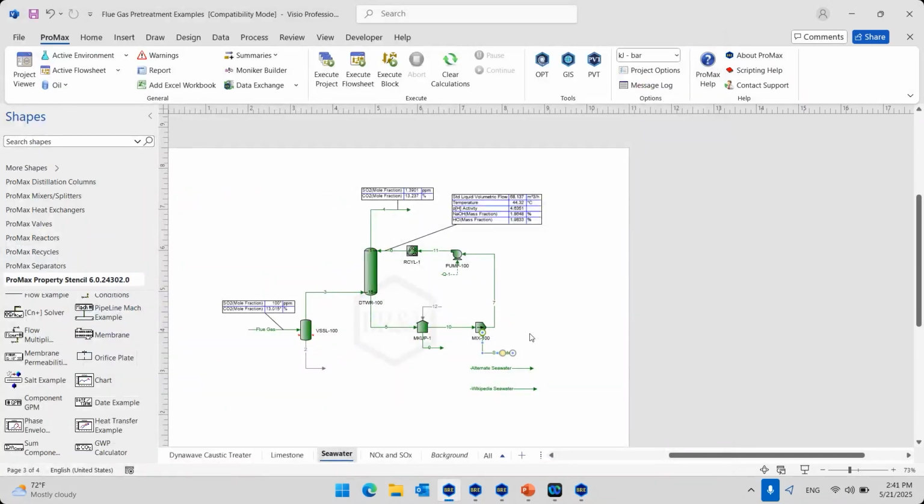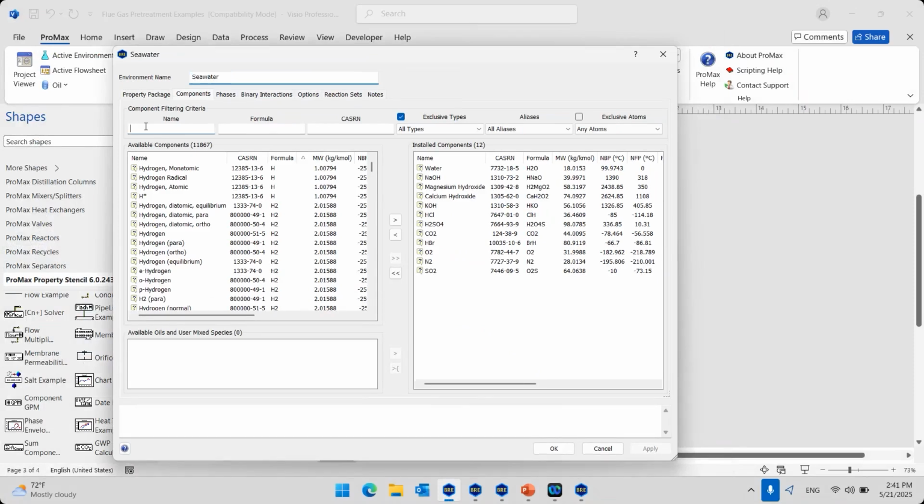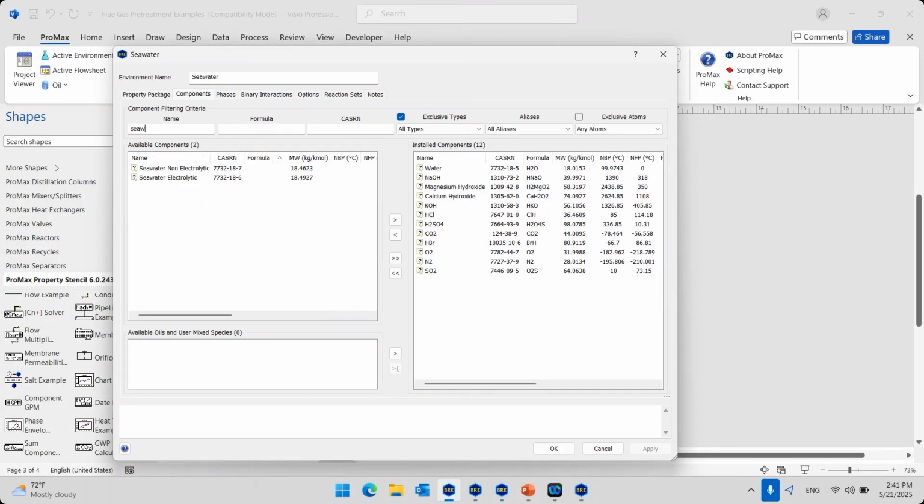For the seawater, you can of course come up with your own concentrations. There are numerous ways of finding what your seawater ionic concentration is. And we do actually have a seawater component in ProMax. So if I go to active environment, I'm able to search for seawater, and you can see that I have two seawaters here. One is for modeling non-electrolytic processes, and the second for modeling electrolytic processes. And that's actually the one we would want to use here, because, as I said, we care about the ionic level, okay?